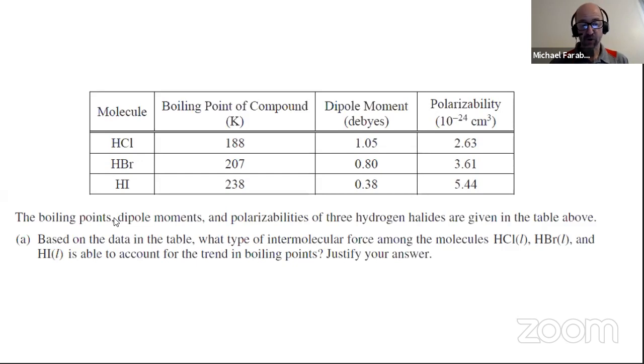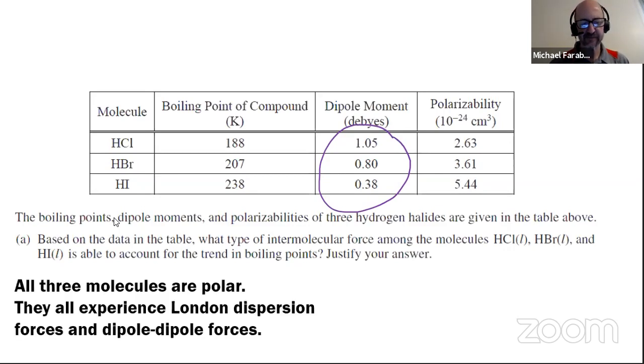So, we know that HCl, HBr, and HI are polar molecules. If they were non-polar molecules, they would have a dipole moment of 0. So we know that they all are polar molecules. It's kind of obvious that there are 2 atoms in the molecule and the 2 atoms are different. So we have a difference in electronegativity. These are polar molecules.